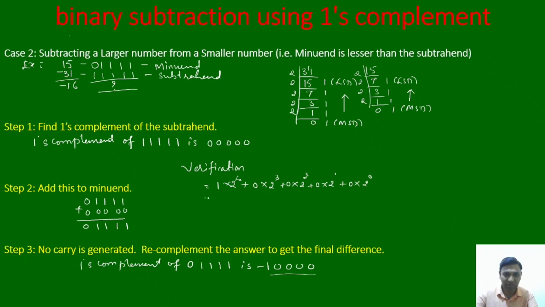Now let us further simplify. So 2 to the power 4 means we have to multiply 2 four times. So 2 twos are 4, 4 twos are 8, 8 twos are 16. Here I'm going to write 16. 16 ones are 16 plus 0 into 2 to the power 3 is 0 plus 0 into 2 to the power 2 is 0 plus 0 into 2 to the power 1 is also 0 plus 0 into 2 to the power 0 is also 0. Here you can see we got 16. So whatever we got in binary number, that is absolutely correct.